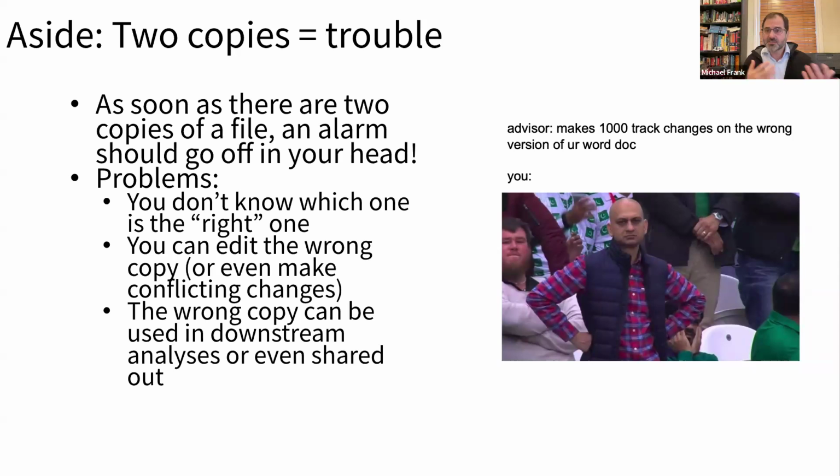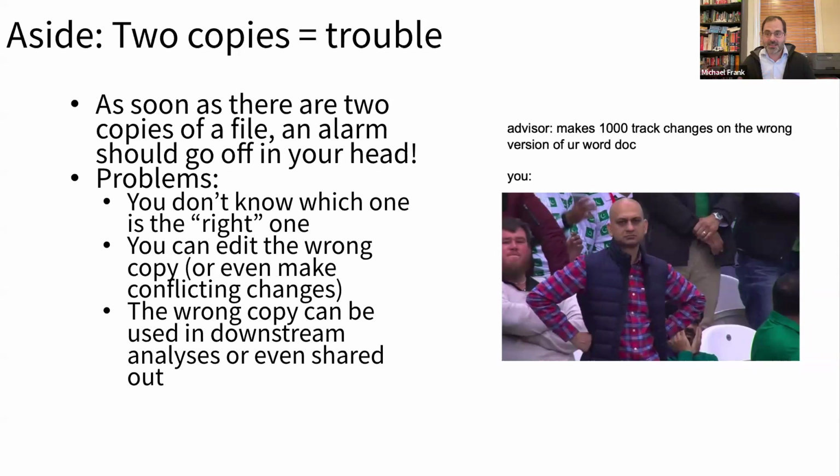This could be because you sent a copy of something to someone, or because you made two copies on your own system. As soon as you have those two copies, you have to have that pointer saying, this is the right one. And every time you make an error with that pointer, you're going to have to pay some cost of reconciling these two things. So the problems that can come up: you don't remember which one is the right one, one's called final and one's called final. You edit the wrong copy or make conflicting changes. The wrong copy can be used in downstream analyses or even shared out, as in the case of the cognition one that I was telling you about.